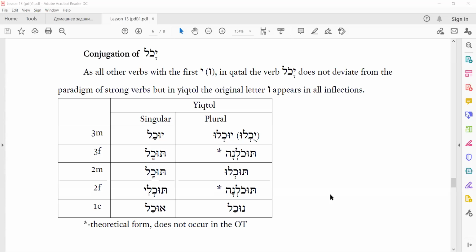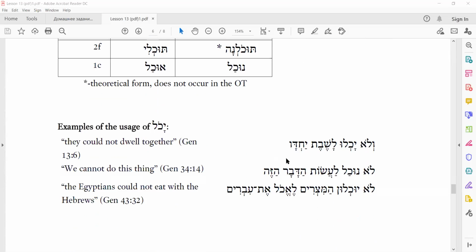So the verb yachol has a particular paradigm, and you don't need to memorize it, but you need to recognize this verb in the sentences. Okay, and this is in your lecture notes. And let us see how it occurs in the Bible. Velo yachelu leshevet.